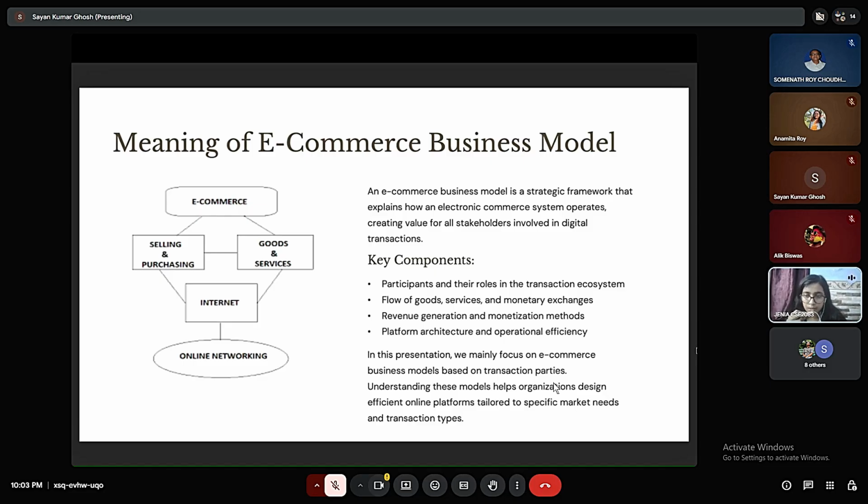So in this particular presentation, we are mainly focused on the transaction parties of e-commerce business models, and understanding these models will help us to design efficient online platforms which are tailored for specific market needs and transaction types. Thank you. Now my teammate Anamita is going to continue from here.